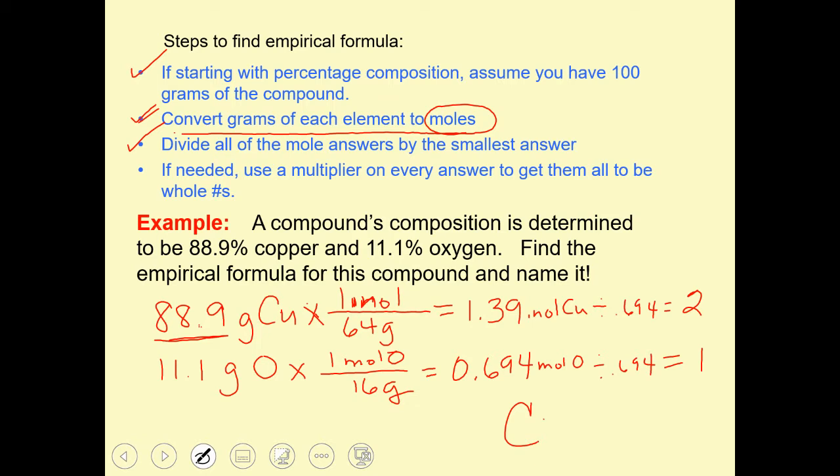So now we can write a formula. We know it's 2 coppers for 1 oxygen, and we don't write ones. Remember that? But this is our empirical formula for this particular compound. I didn't need the last step, not needed. Why not? Because 2 and 1 are already whole numbers. Okay. But I will show you an example of when you do need that last step.